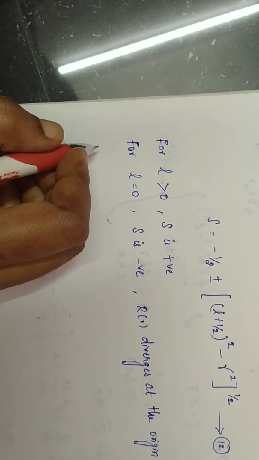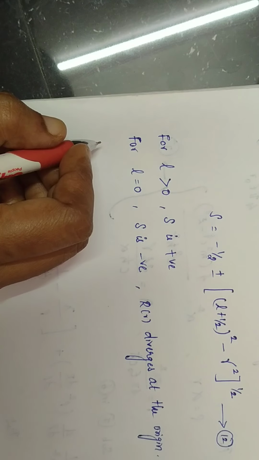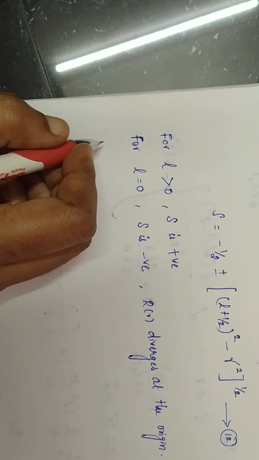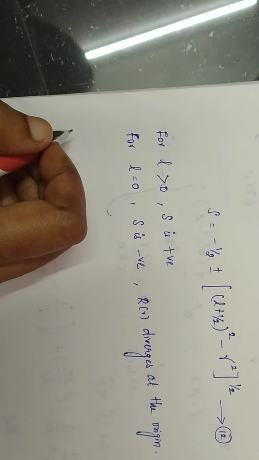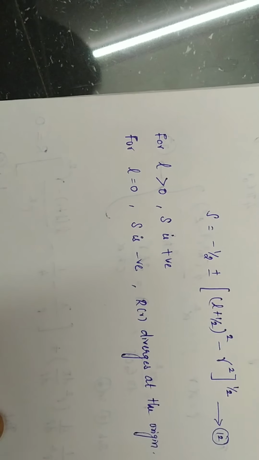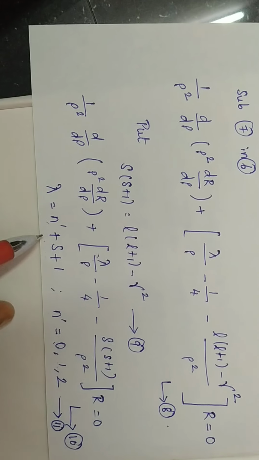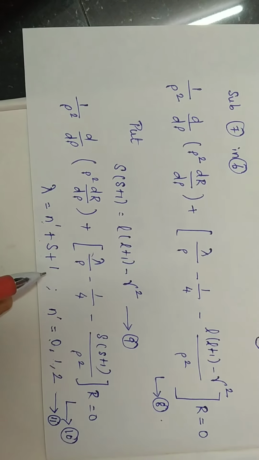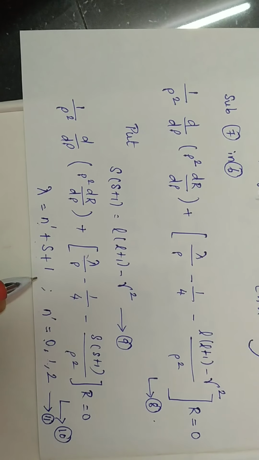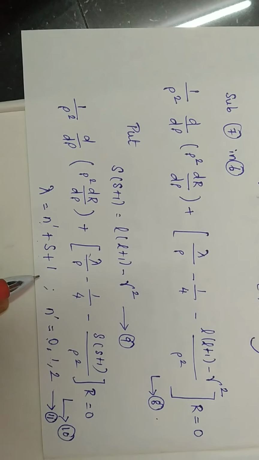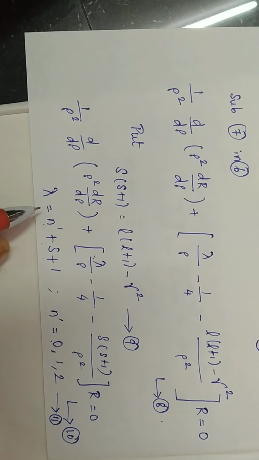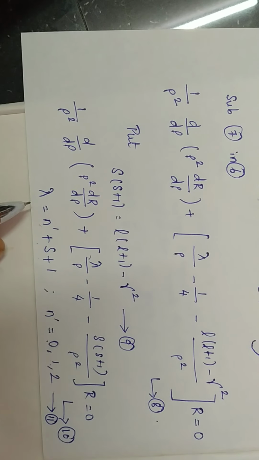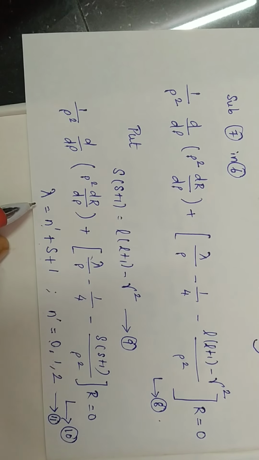So substitute positive values for s and lambda in equation number 11. What is equation number 11? That is lambda is equal to n dash plus s plus 1. If you substitute a positive value for s, then lambda will get a value. Thereby we will get an expression in the form of a binomial series.